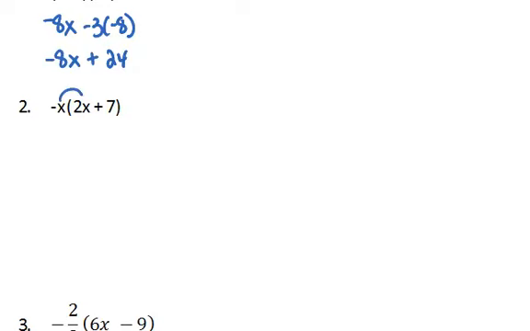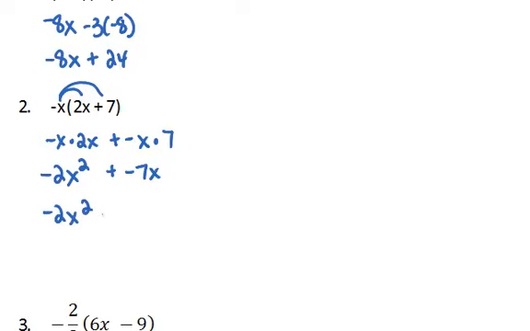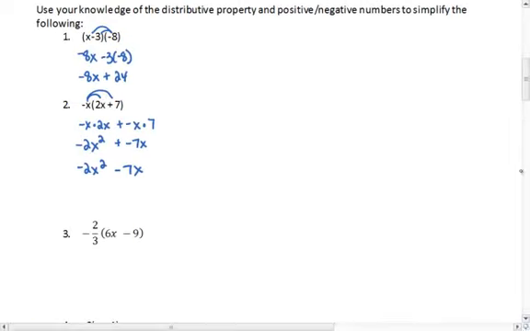For number 2, we want to distribute the negative x to both 2x and plus 7. So we end up with negative x times 2x plus negative x times 7. Negative x times 2x gives us a negative 2x squared. Remember from the example above that x times x is x squared. And then we're going to have negative x times 7 giving us a negative 7x, which we can add, or we could write that as negative 2x squared minus 7x.